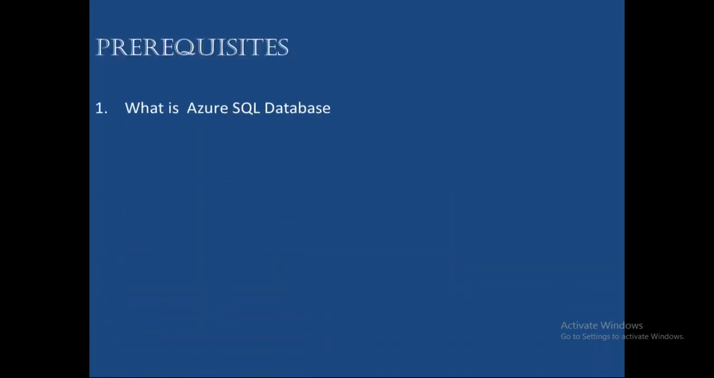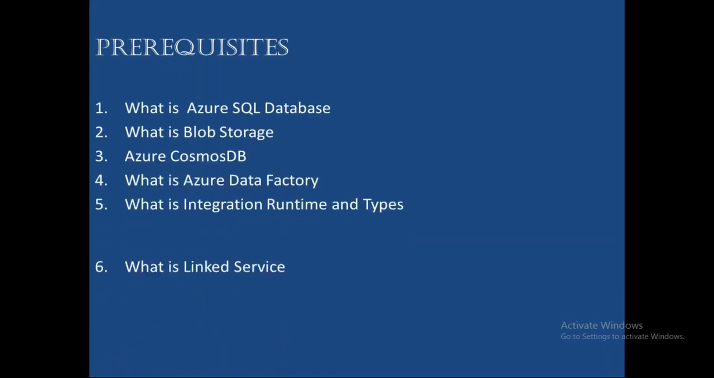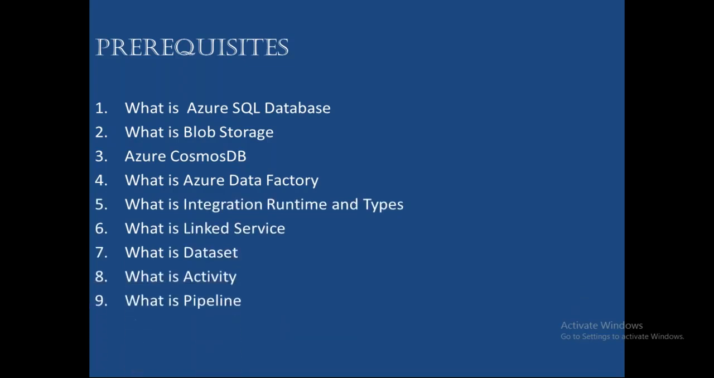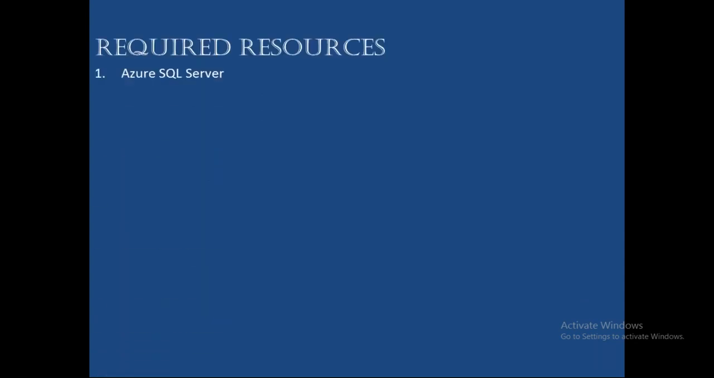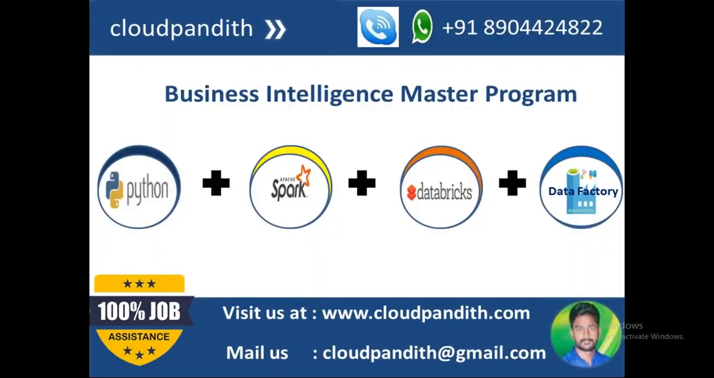Next, prerequisites. We should know what is Azure SQL database, blob storage, Cosmos DB, what is Azure Data Factory, integration runtime and types, linked service, dataset, activity, and Python. All these things we are good. Okay, required resources are Azure SQL Server database, blob storage, Cosmos DB, Azure Key Vault, and ADF V2. We already created all these things. Okay, we will just go and implement the pipelines.